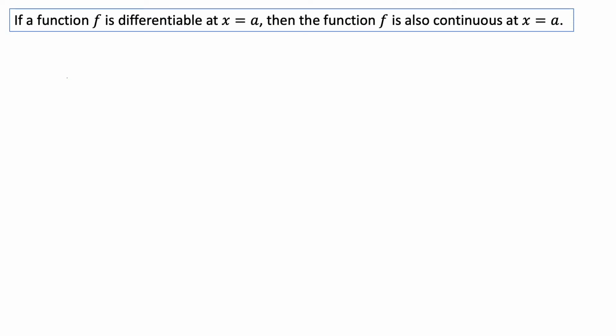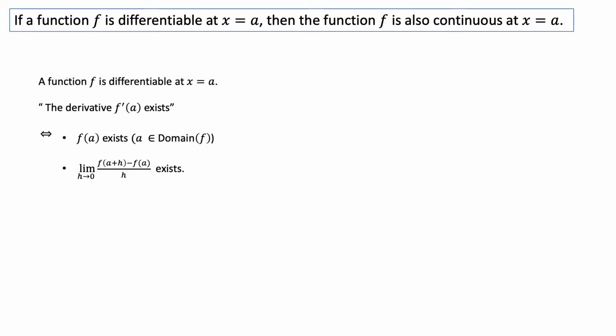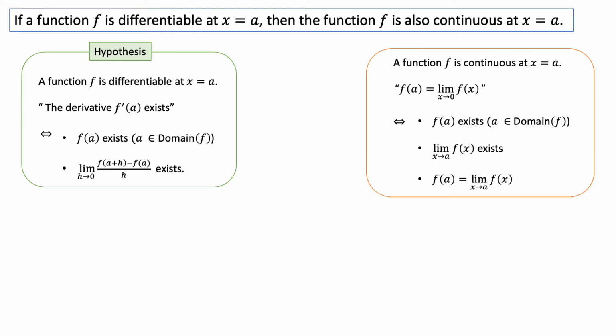Let's come back to our main statement that we want to justify. If a function f is differentiable, then the function is also continuous. Since f is differentiable, we know that function f satisfies the two properties. This part is called the hypothesis of the mathematical statement. And now the conclusion that we need to prove is that f is continuous. That is to say, we have to show the three properties to be satisfied.